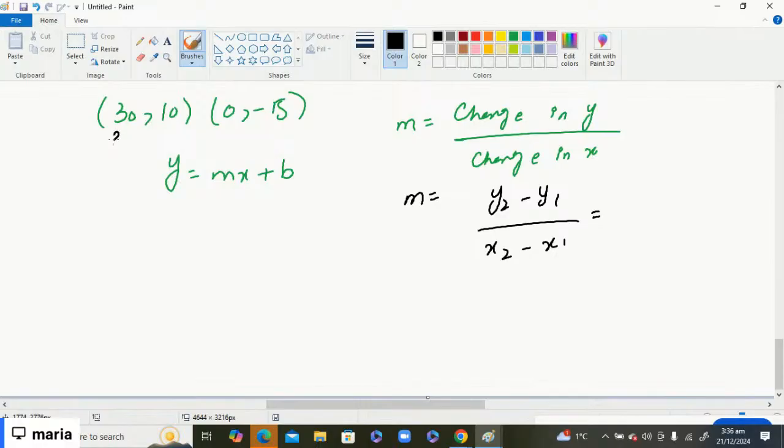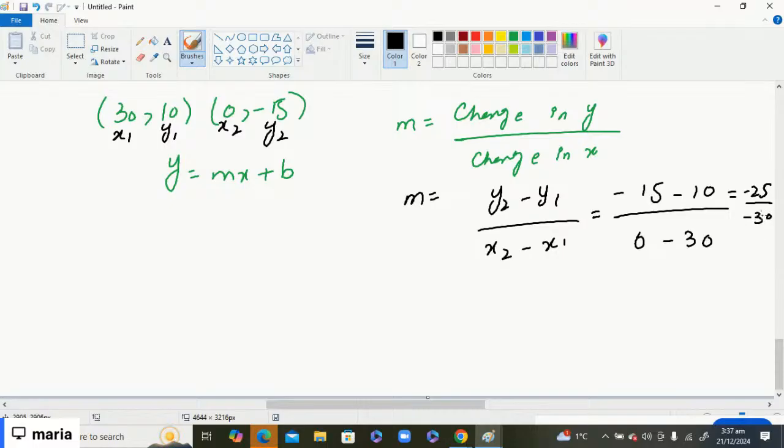What is y2? This is your x1, y1. This is your x2, y2. y2 is minus 15, y1 is 10, x2 is 0, and x1 is minus 30. So minus 15 minus 10 is minus 25 over minus 30. Minus minus cancel. It's 25 over 30, and 5 times 5 is 25, 5 times 6 is 30. So your m is 5 by 6.